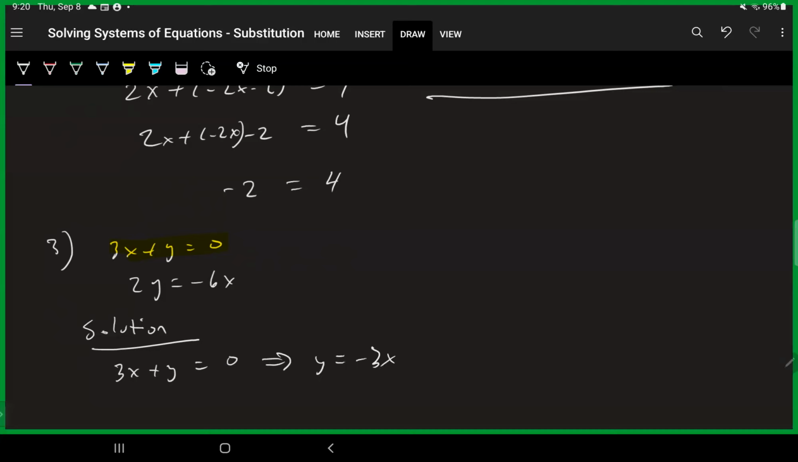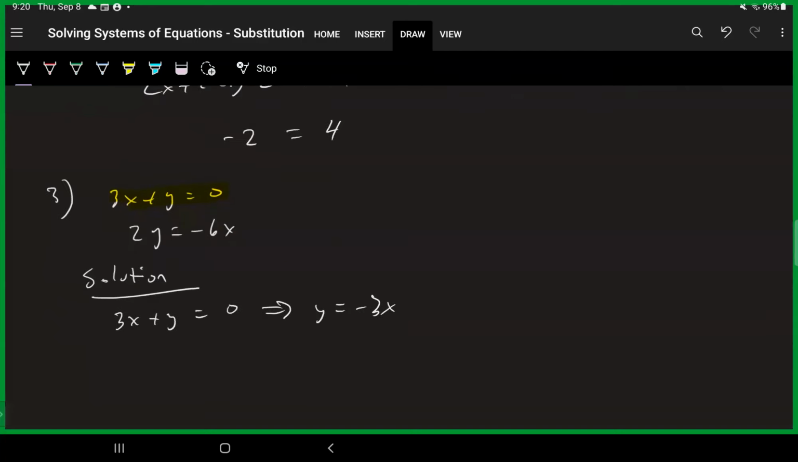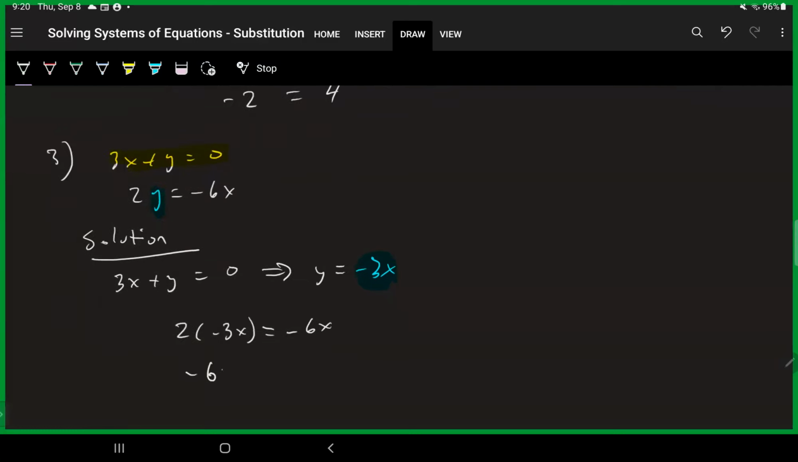In this case, either way, we're dealing with one step to solve for the variable, so it's not bad. I just chose the first equation because now I'm going to plug this into the other. I'm going to plug that negative 3x into the other equation for y. So 2 times negative 3x is negative 6x. I'm going to solve and get negative 6x is equal to negative 6x.